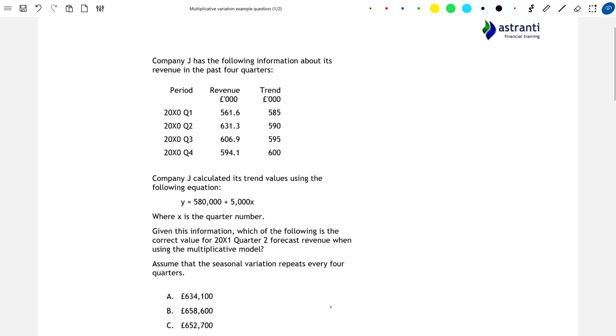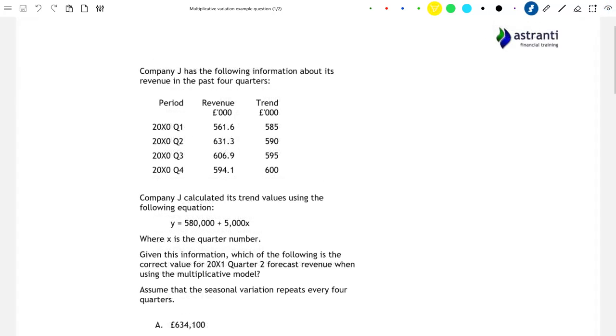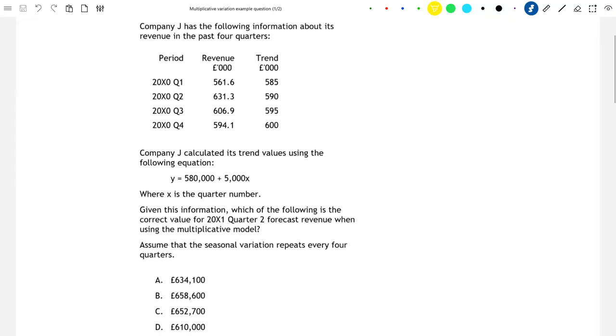So let's jump right into our question about the multiplicative model. Company J has the following information about its revenue in the past 4 quarters. We have the figure for the revenue in each quarter in thousands of pounds, and also the trend value for this revenue, again in thousands of pounds. Company J has calculated its trend values using the following equation: y equals 580,000 plus 5,000x, where x is the quarter number, so 1 in quarter 1, 2 in quarter 2, and so on, and y is the trend value.